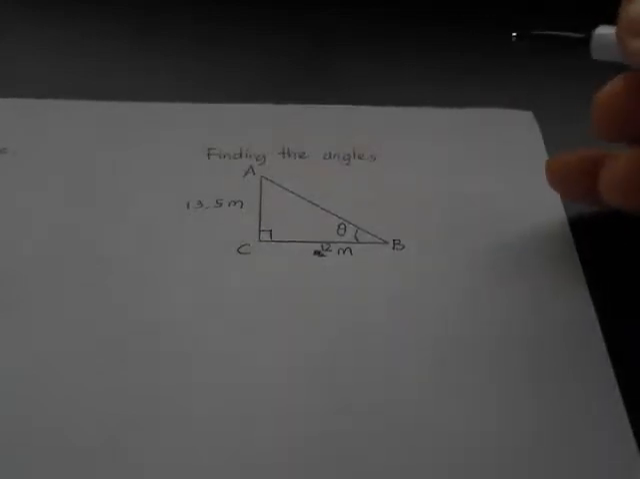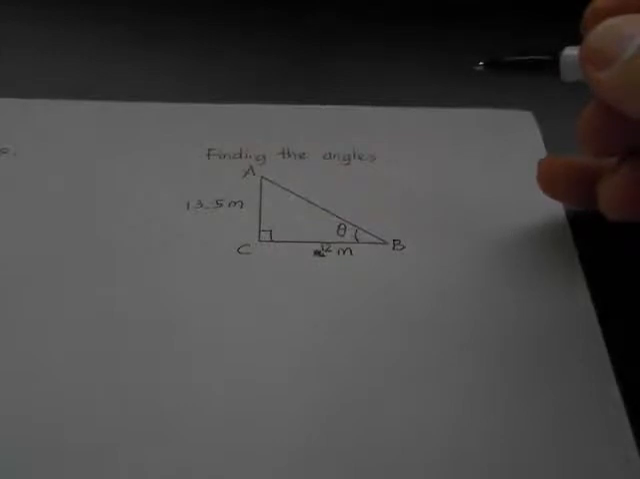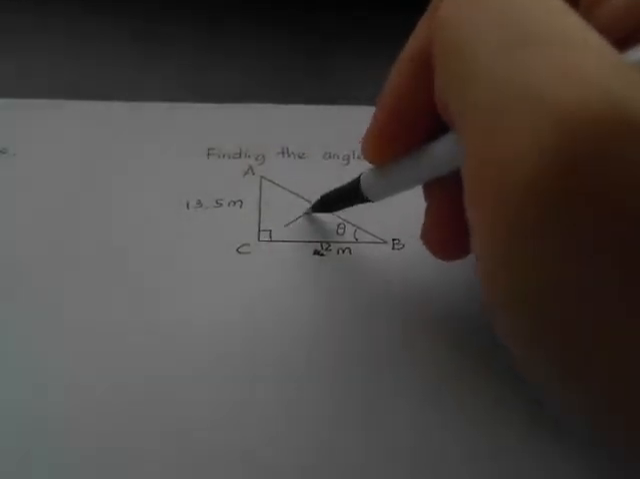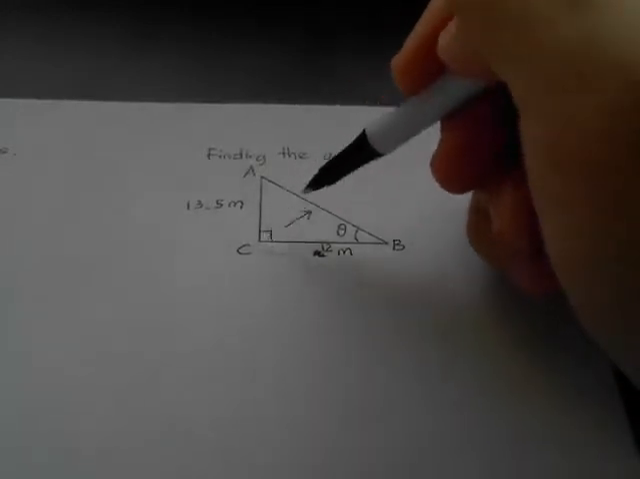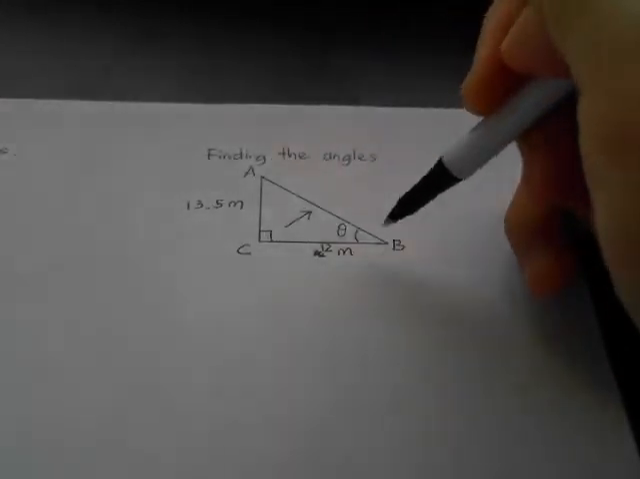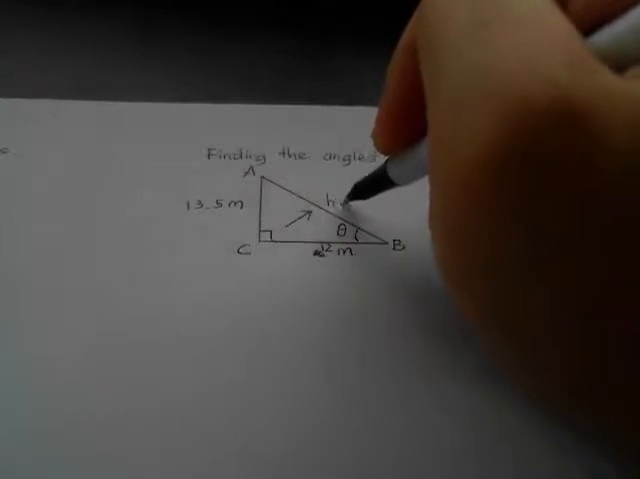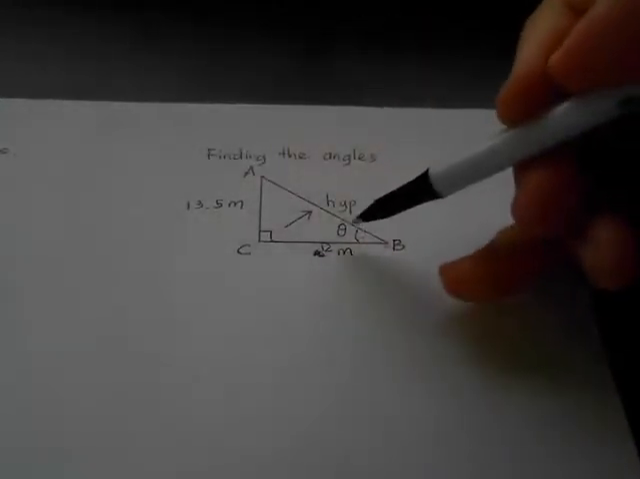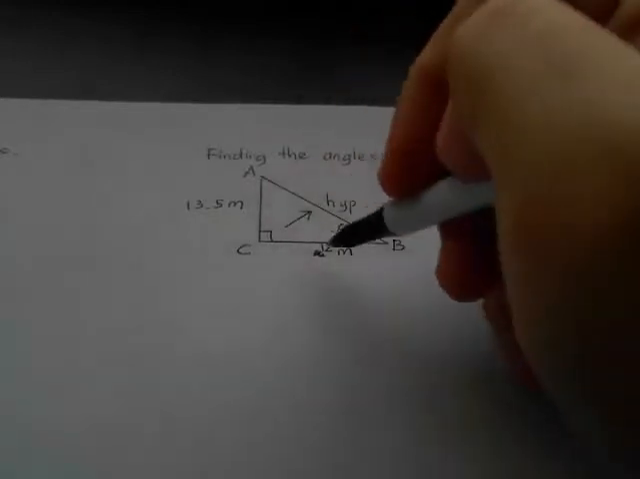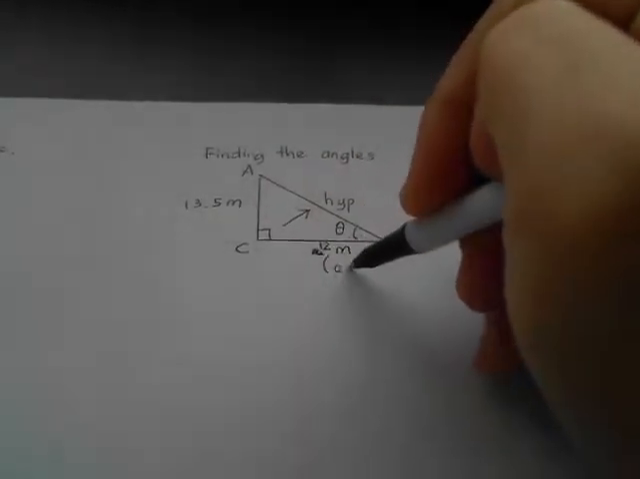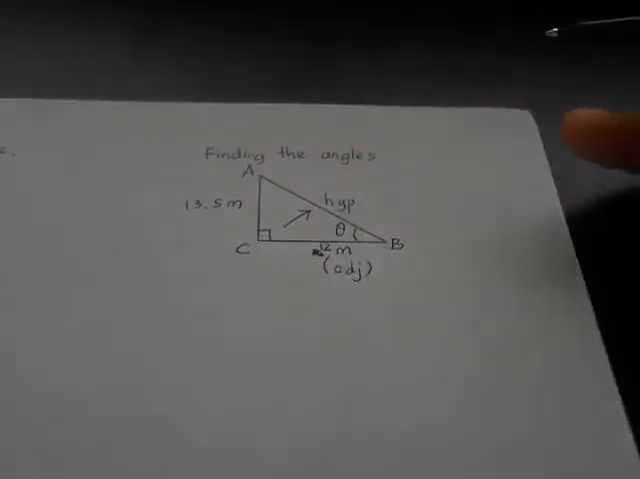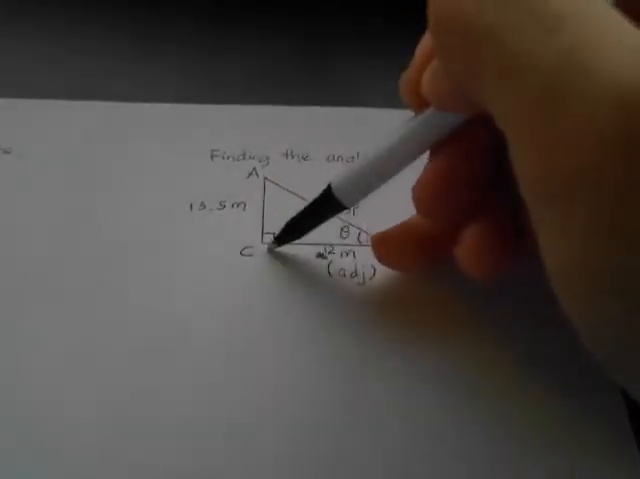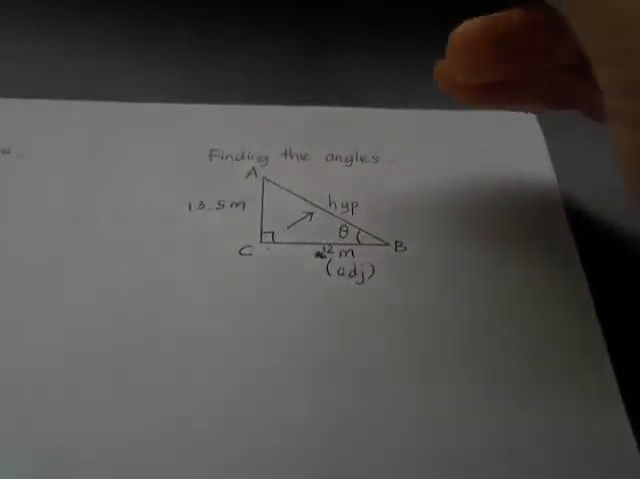The first thing that I will always do, and I find it the best, is to actually label it. In the right angle triangle, the side directly opposite the right angle, AB, would be your hypotenuse. Based on the angle, 12 meters next to the angle would be your adjacent. And of course 13.5, which is side length AC, is directly opposite your theta, so that would be the opposite.